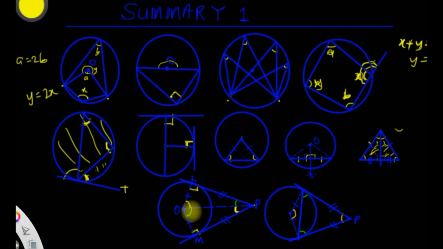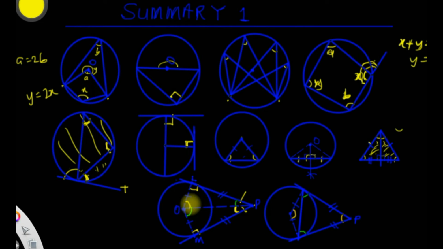And then we proved that the line that joins the center of the circle to the point where the two tangents are drawn divides the angle between the two tangents into two equal parts. So this angle is equal to this angle, and it also divides the angle between the two radii into two equal parts. So this angle is also equal to this angle.